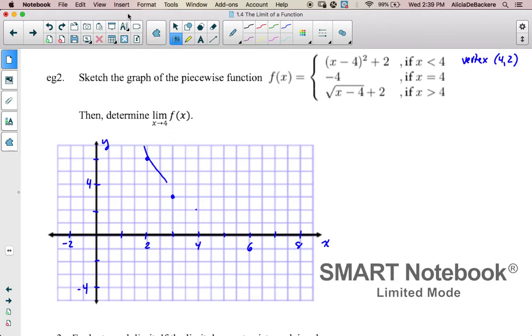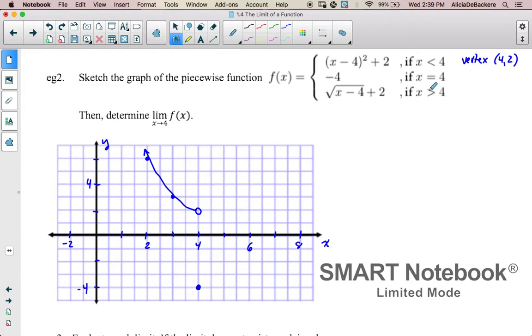It's getting really close to that vertex, but I'm not actually sure if it runs into it or if it's an open circle, like a hole there. What I do know is that when x is actually equal to 4, the y value is -4. And that's a closed circle because that's actually happening. That tells me then that the parabola can't have a closed circle here, or it wouldn't be a function. It is an open circle here.